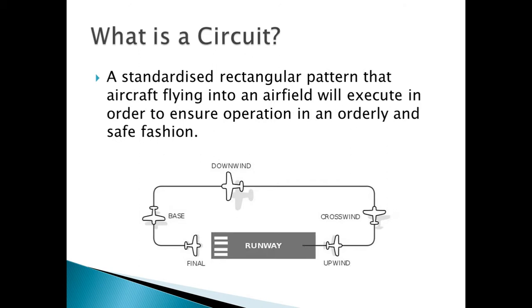So what is a circuit? You might have never heard of a circuit, but you have probably heard of a traffic pattern. Well, a circuit is just that. A circuit is defined as a standard rectangular pattern that aircraft flying into an airfield will execute in order to ensure operation in a safe and orderly fashion. And below there's the diagram of a normal circuit. The circuit consists of 5 legs: upwind, crosswind, downwind, base, and final.